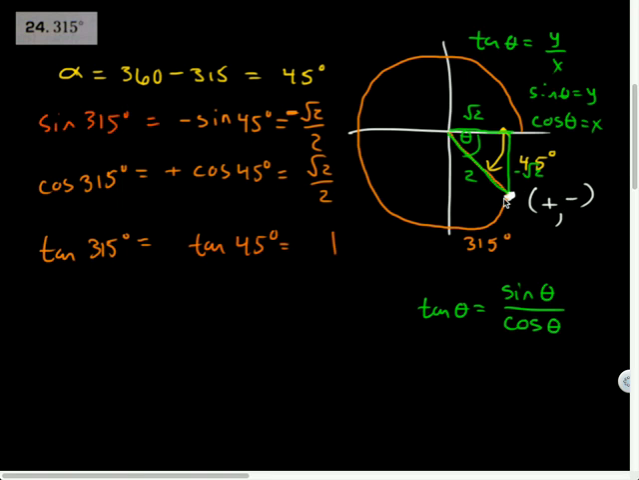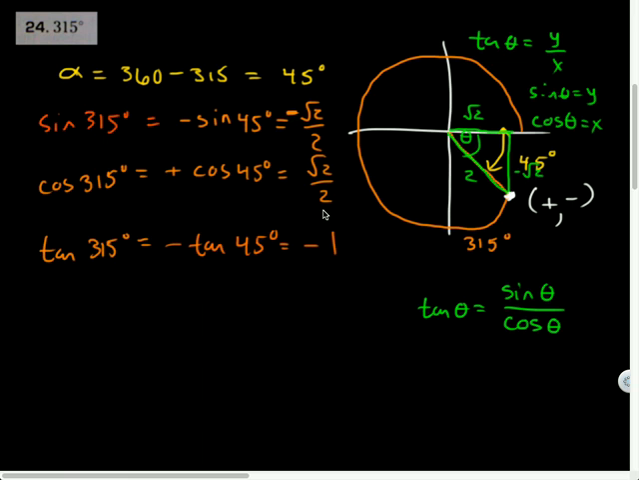Tangent, I just said, is sine over cosine, or y over x. So if y is negative and x is positive, what is tangent going to be in the fourth quadrant? Negative divided by a positive is negative. So tangent is negative 1. Which is the same as if I just drew this triangle and said opposite over adjacent, negative root 2 over 2, I also would have gotten negative 1 there.